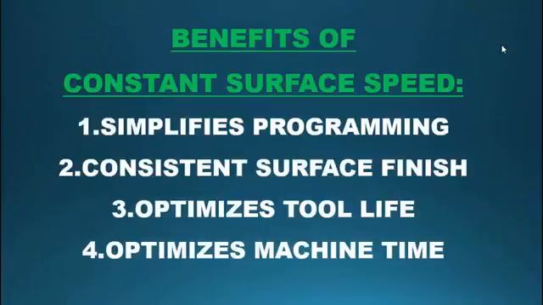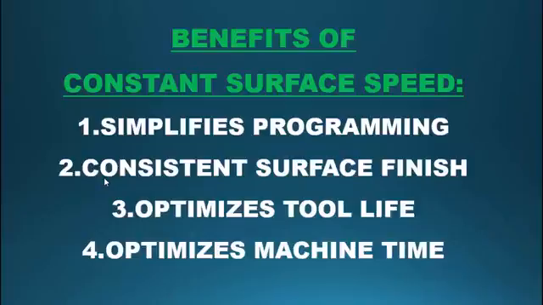The benefits of constant surface speed would be that it simplifies the programming. Now you don't have to determine what RPM to program, because you just set the constant surface speed and the machine will automatically adjust the RPM depending on the diameter it's cutting. It also produces a consistent surface finish, because the feed rate and the constant surface speed work hand in hand to produce a constant surface finish.